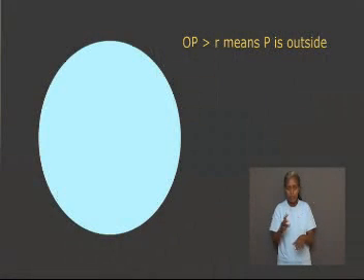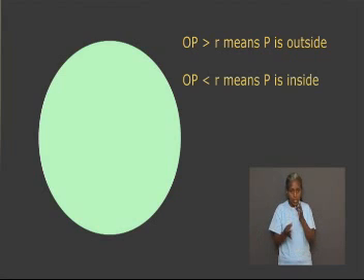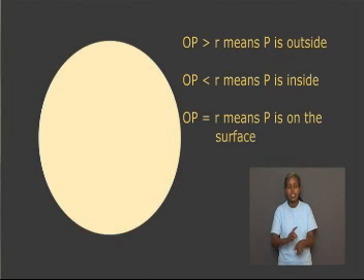Remember, if the center of a sphere is the origin and r is its radius, then we have 3 possibilities for any point taken in space. If the distance between the origin and the point is greater than the radius, the point is outside the sphere. If the distance is less, it is inside. If the distance is the same, it is on the surface.